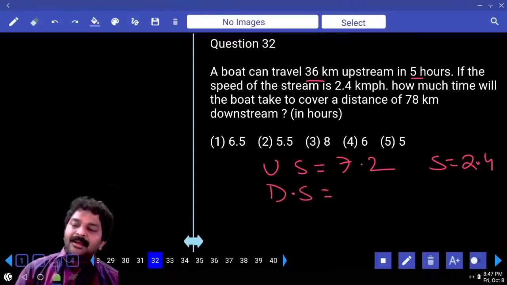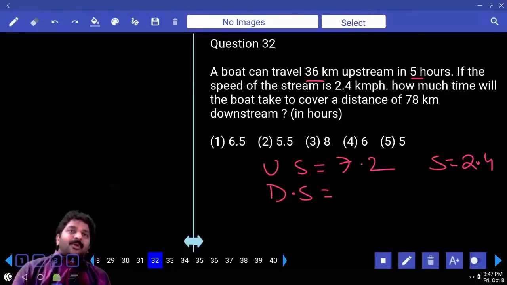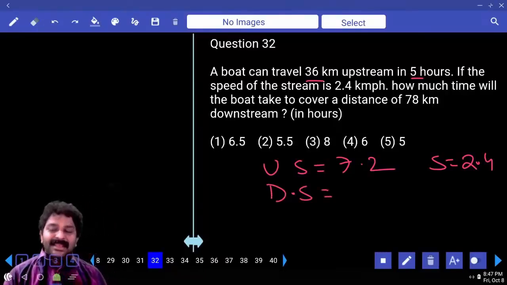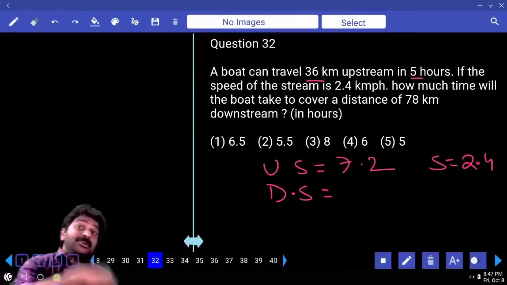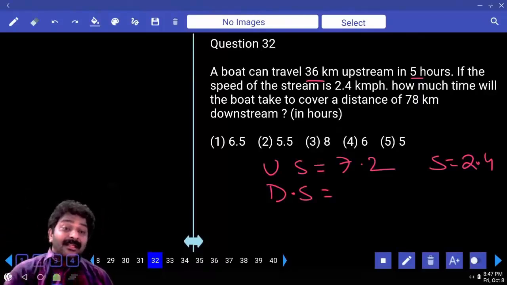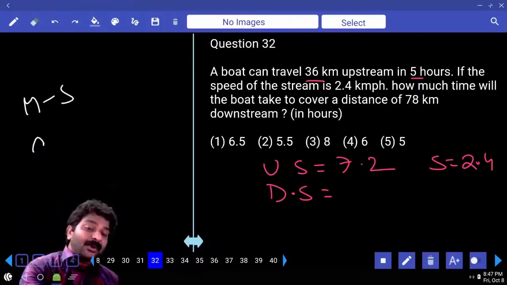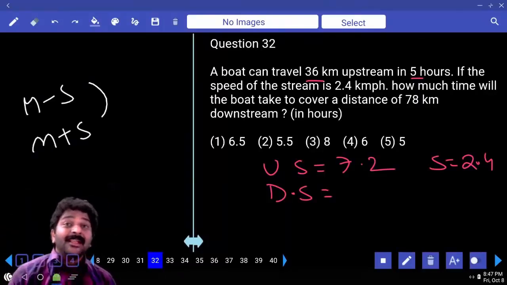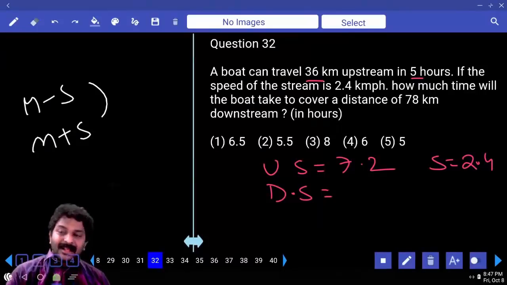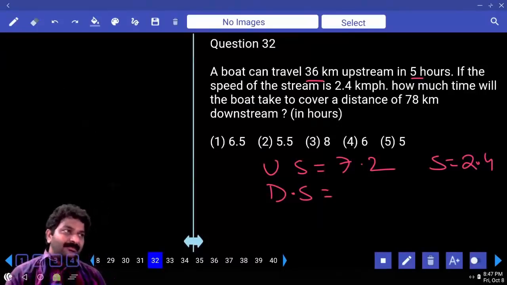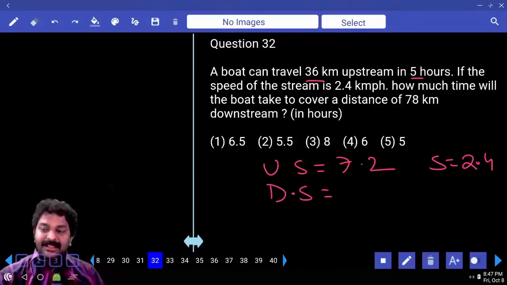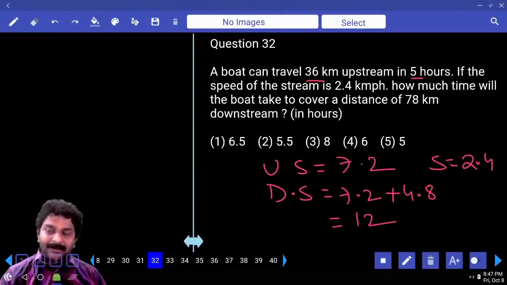Okay. So what is upstream? What do you mean by upstream? M minus S. Downstream? M plus S. From M minus S, if you want to get M plus S, how much you need to add? 2S. Otherwise, you have to calculate what is M value. Without calculating M value, if you want to calculate downstream speed, that is upstream speed plus 2S, which is equal to 4.8, that is equal to 12.